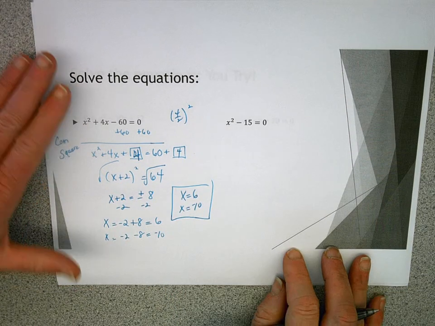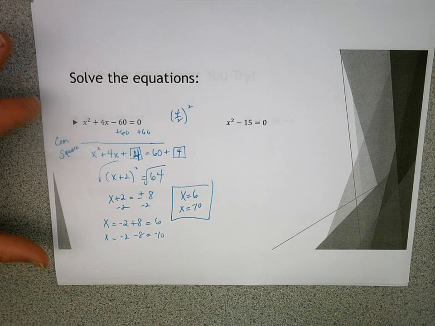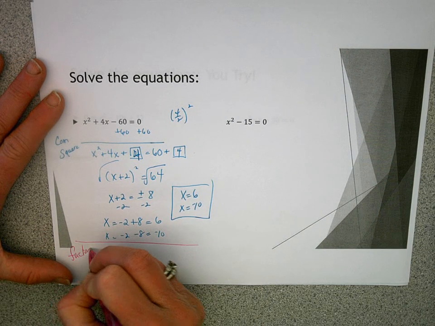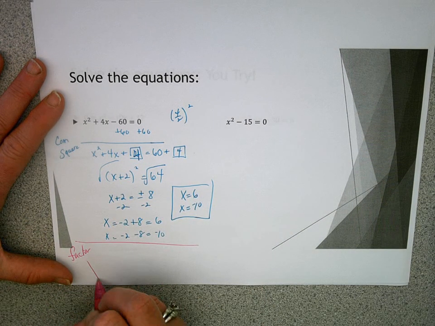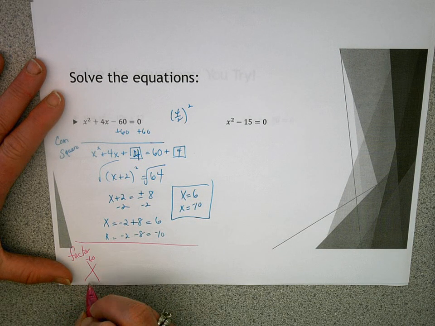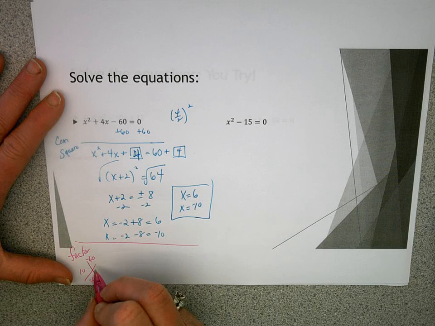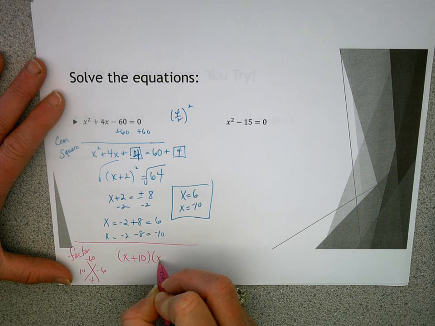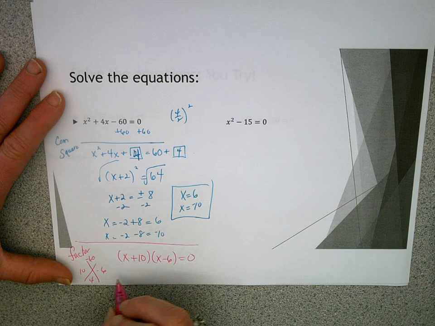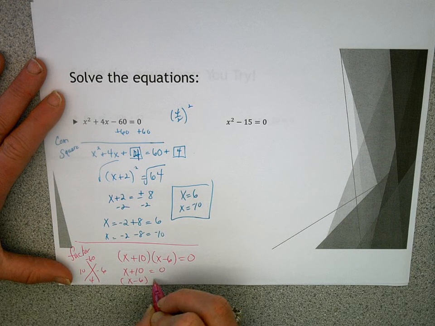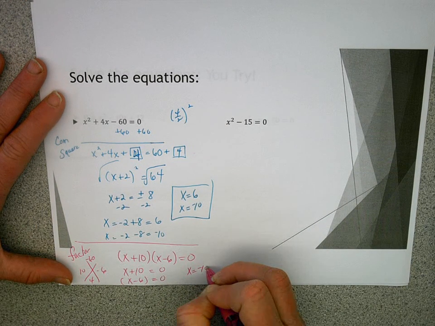Two answers. Now, somebody might have said, wait, I could have factored that. Because I know that I can multiply to get -60 and add to 4 by going 10 and negative 6. And they say, oh, I could have factored this: x plus 10, x minus 6, set these equal to 0, and got the exact same answers.